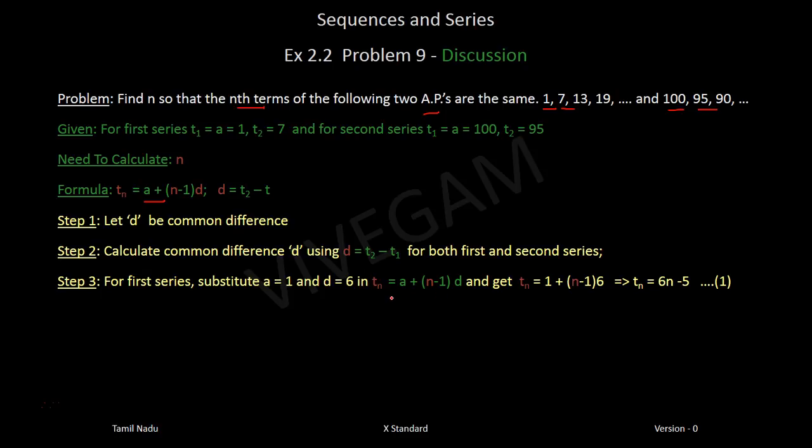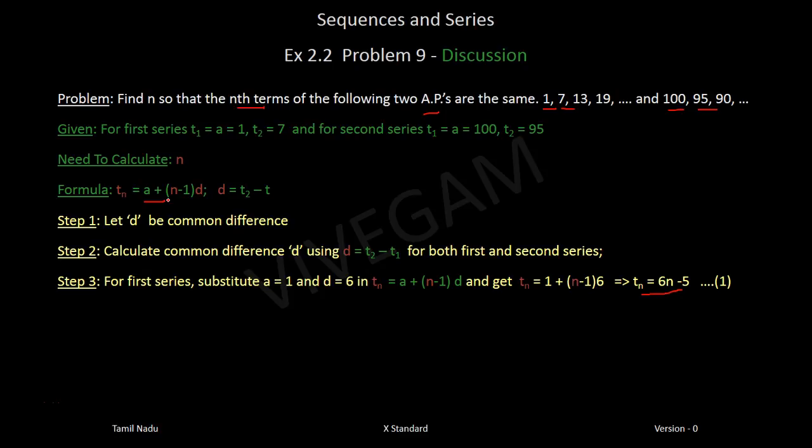So what will you get? You will get Tn equal to, oh, A is 1, right? 1 plus n minus 1 into D. D is 6 here. So this is what you'll get. This on simplification, you will get Tn equal to 1 plus 6n minus 6. So minus 6 plus 1, that will be minus 5. So Tn will be 6n minus 5. This is an expression. The nth term of the first series is given by 6n minus 5.